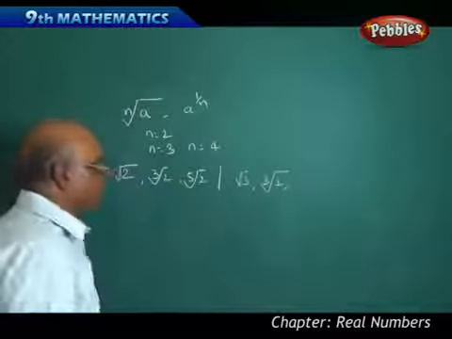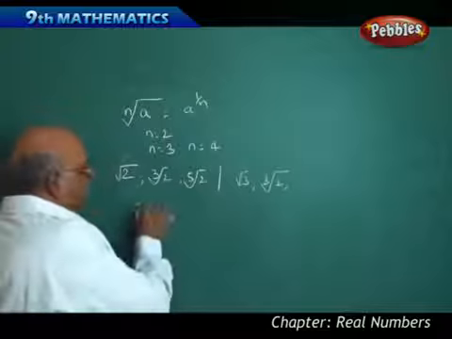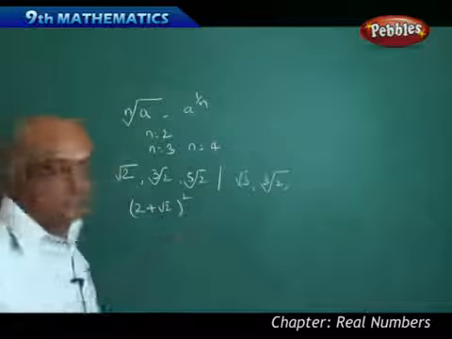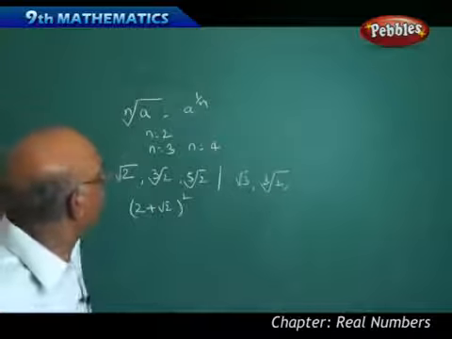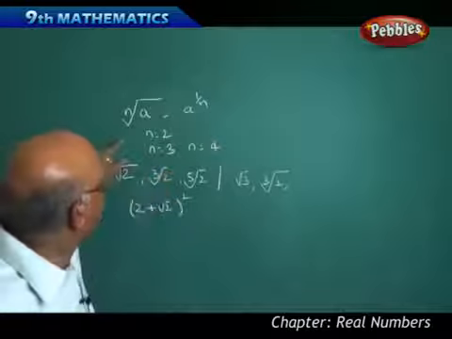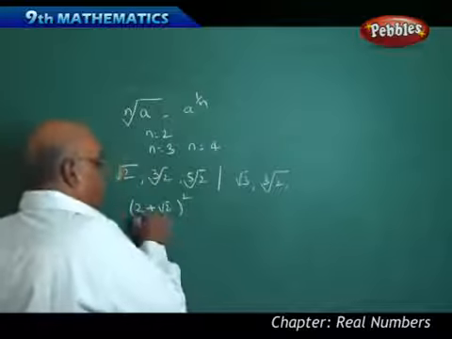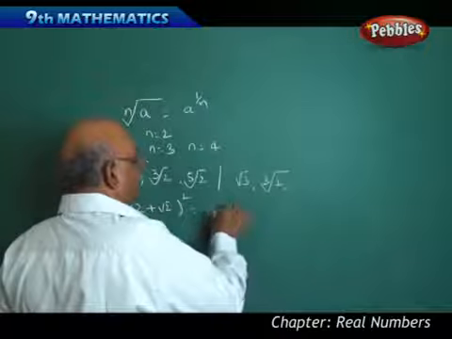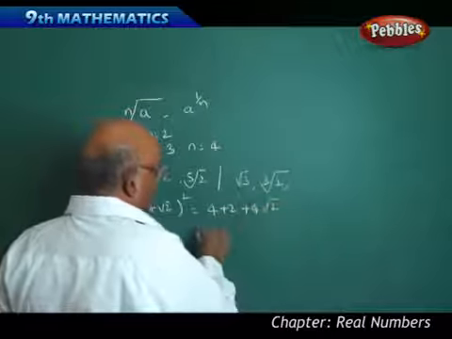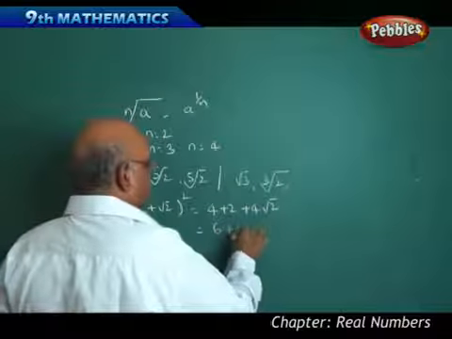Now, my main interest is this. Can we say that (2 plus root 2) whole square is a surd or an irrational number? You should know that every surd is an irrational number. If you expand this, we are going to get 4 plus 2 plus 4 root 2. This is nothing but 6 plus 4 root 2.